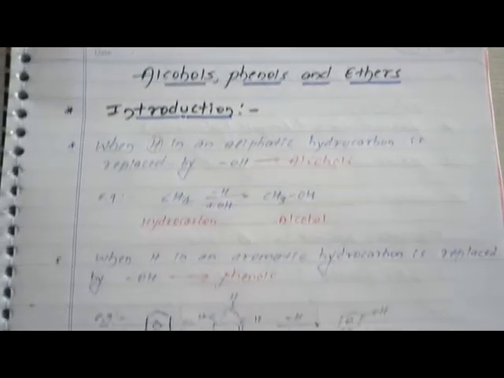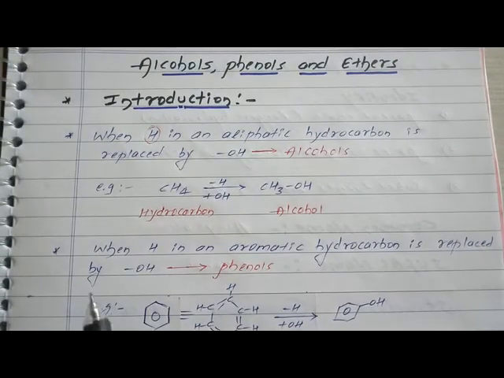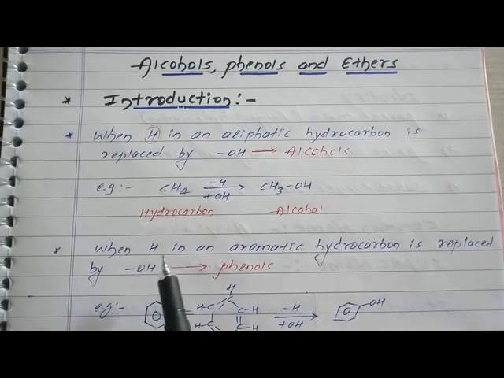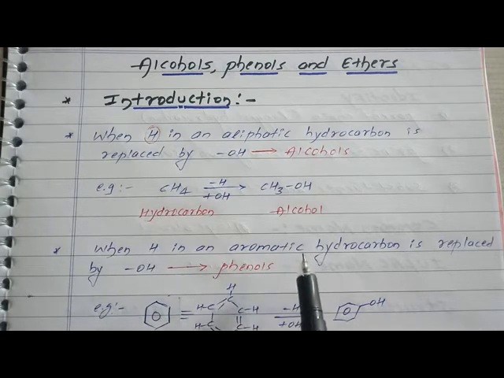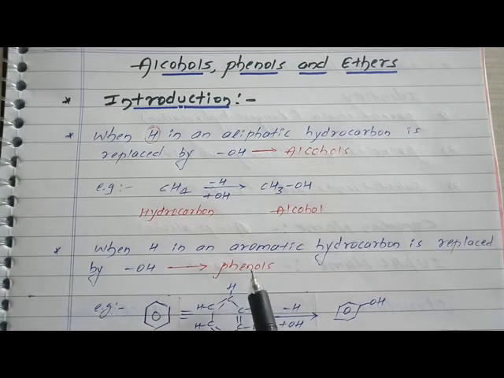Now the next one is phenols. When hydrogen in an aromatic hydrocarbon is replaced by an OH group, we'll get phenols. Once again, we can define phenol as: when a number of hydrogen atoms in an aromatic hydrocarbon are replaced by a corresponding number of hydroxyl groups, we'll get phenol, students.